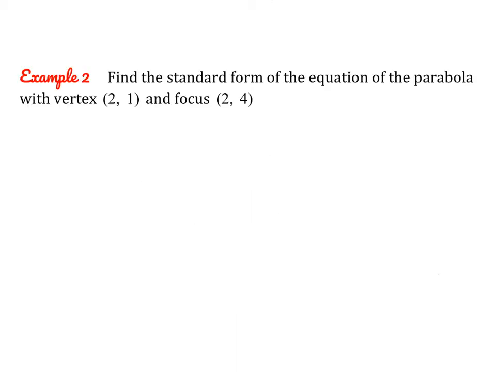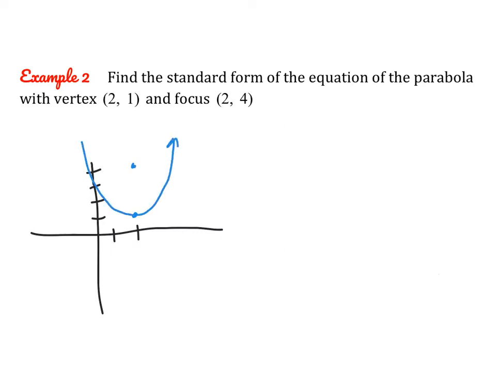So let's try another one together. This one is really the same idea, except the vertex is no longer at the origin. So let's give this one a try. I'm going to just sketch it out just so we can kind of visualize what type of parabola it is, which way it's opening. So I can see that we'll have a vertex at (2, 1) and a focus at (2, 4), which tells me that my graph is going to look something like this, which means it's a vertical parabola.